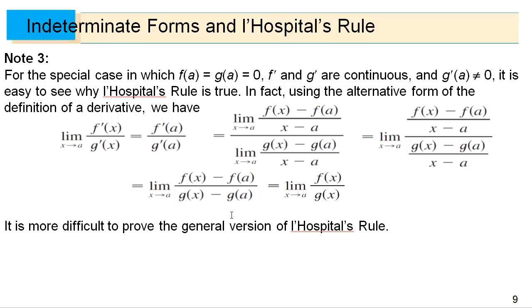And because we're doing the case where f of a equals g of a equals 0, these go away, and you're left with just the limit of f of x over g of x. Now, it's more difficult to prove the general version, but you can see how it works in this one case, and at least maybe you're a little bit more apt to believe that it works all the time, and it does.